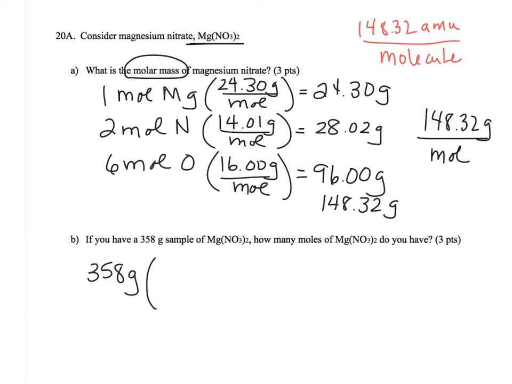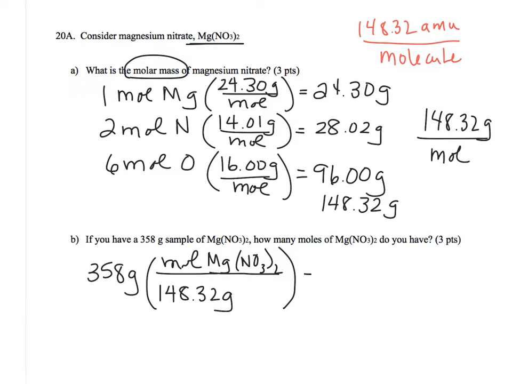And so if we arrange the molar mass properly, 148.32 grams per mole. And I'm going to write moles of magnesium nitrate here, and you'll see why that's important later. And so if I do the math then, what I get is 2.4137. I'm going to be limited to 3 sig figs, so I'm going to get 2.41 moles of magnesium nitrate.